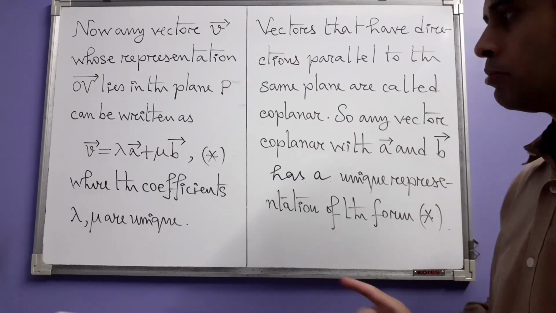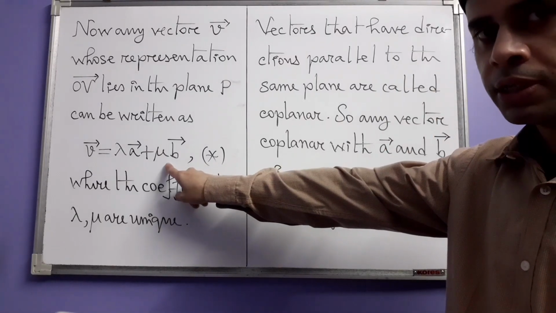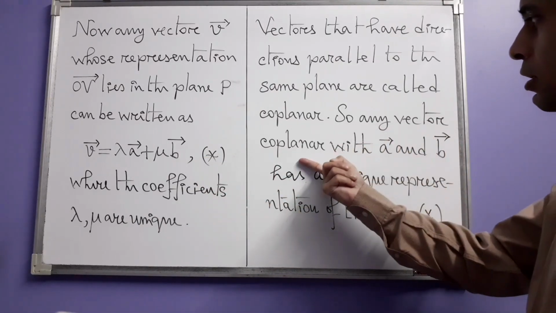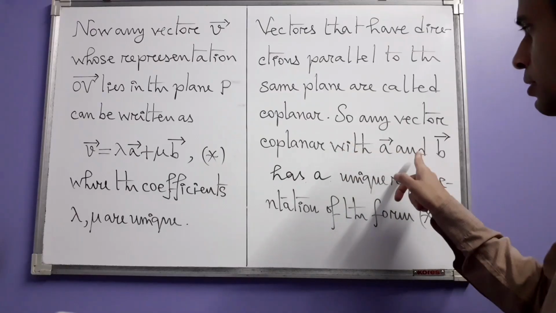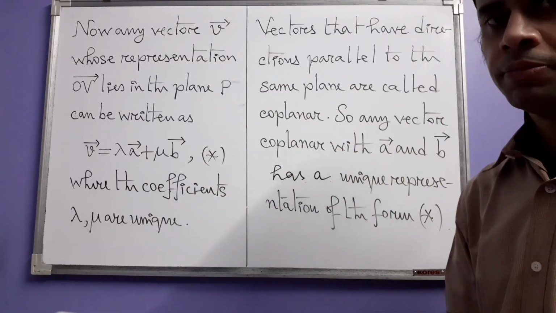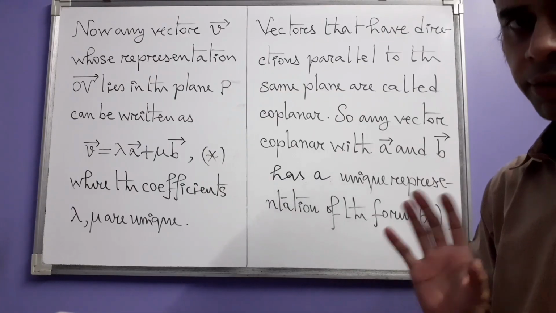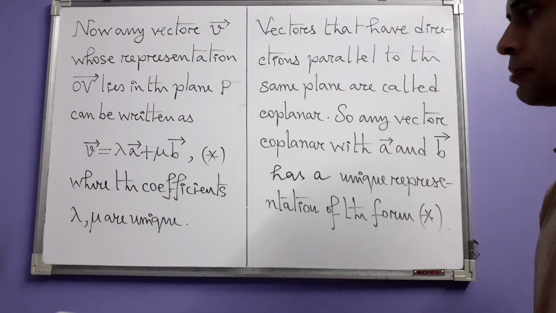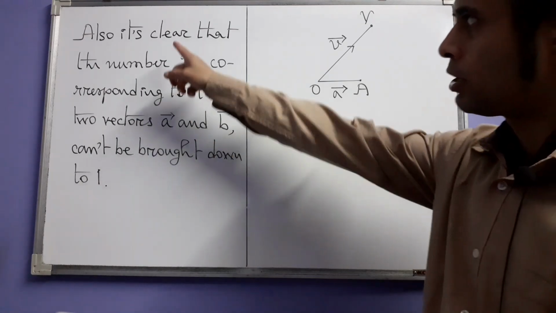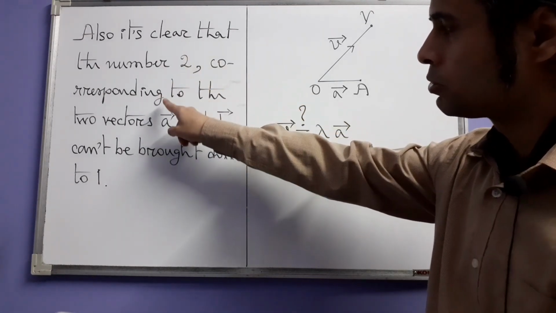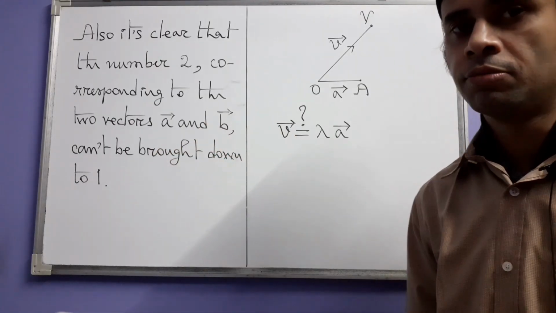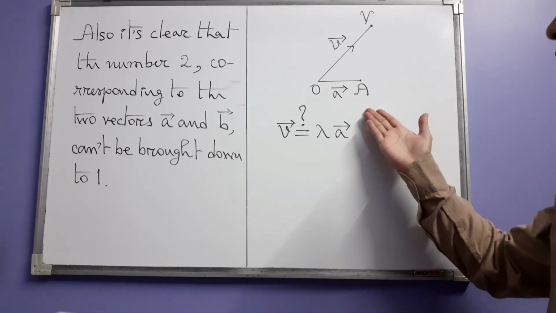With this new term, we can express whatever we found here somewhat more compactly like this. So any vector coplanar with those two vectors A and B has a unique representation of this form. Okay, so that's what we have found here in this discussion. We also have this observation about what we saw just now. Also, it's clear that the number 2 corresponding to those two vectors A and B can't be brought down to 1. In what sense? In this sense.